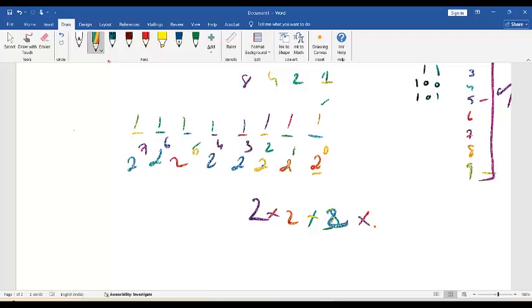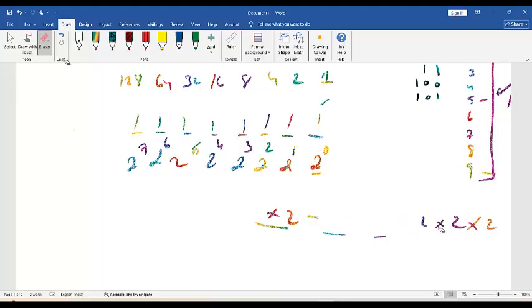2 to the power of 4 is 16. 2 into 2 into 2 into 2 is 16. 16 multiplied by 1 is 16. 2 to the power of 5 is 32. 32 multiplied by 1 is 32. 2 to the power of 6 is 64. 64 multiplied by 1 is 64. 2 to the power of 7 is 128. 128 multiplied by 1 is 128. So these are all the values. We call them place values.